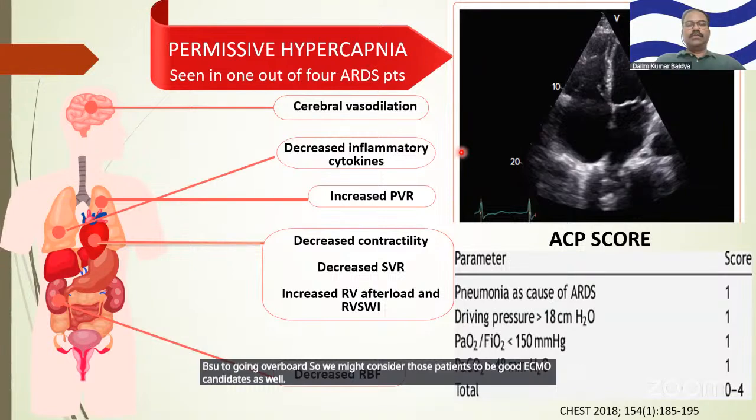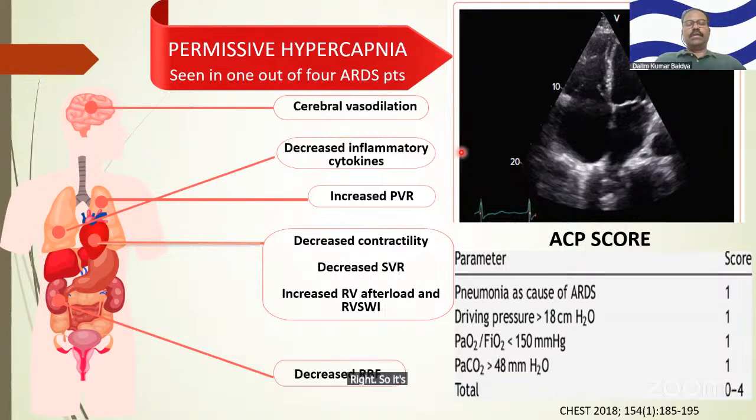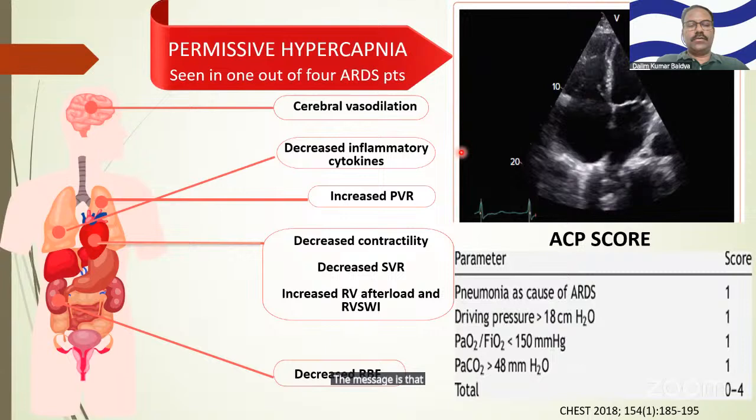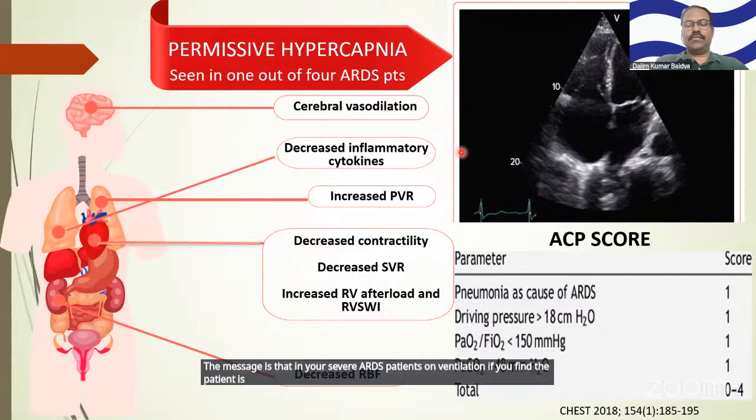Right. So it's difficult to maintain a normal PaCO2 in these kind of patients, and we have to accept some form of hypercapnia. But always we should look for the RV function in these patients. The message is that in your severe ARDS patients on ventilation, if you find the patient is developing shock on maybe day 2, which was not initially there, always do an echo and find out what is happening to the RV.